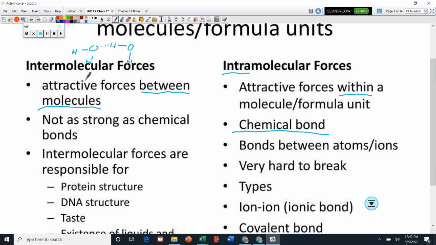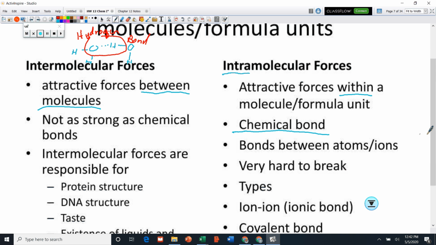And just because we didn't have this choice on any of the questions earlier, this interaction right here, just so you can see, this interaction between oxygen and hydrogen would be a hydrogen bond, which is kind of a misnomer because it's not an actual bond, it's an IMF, an intermolecular force.